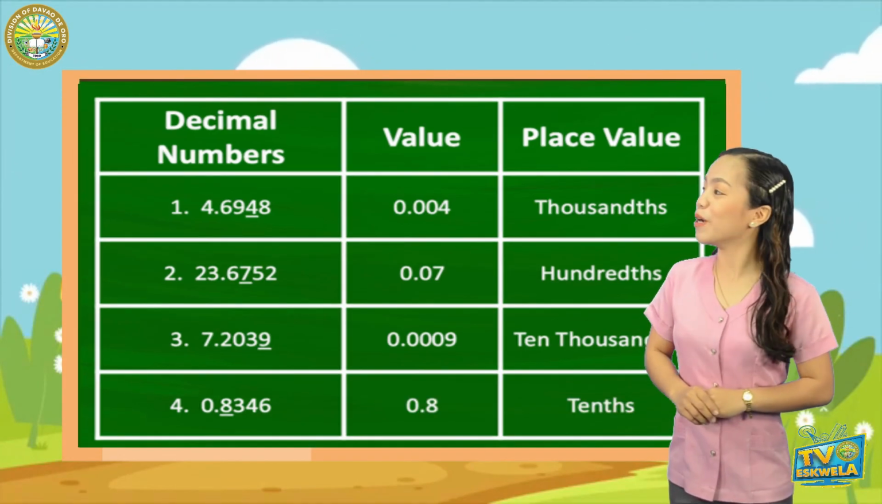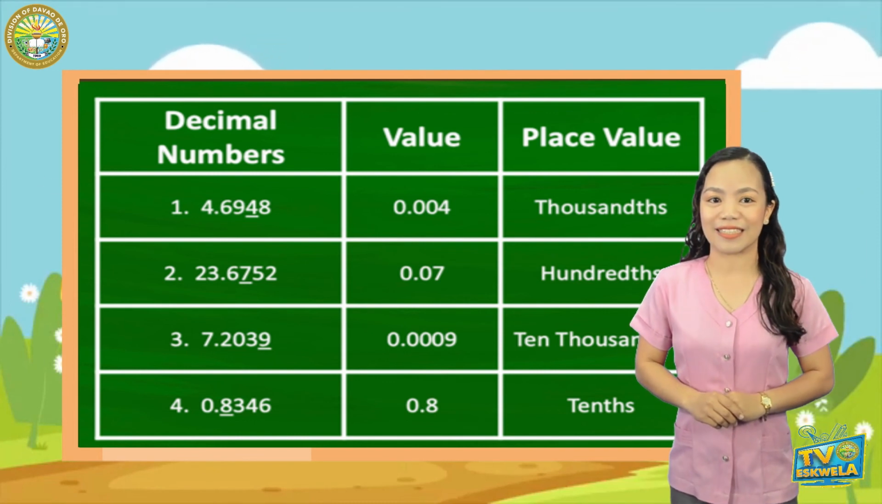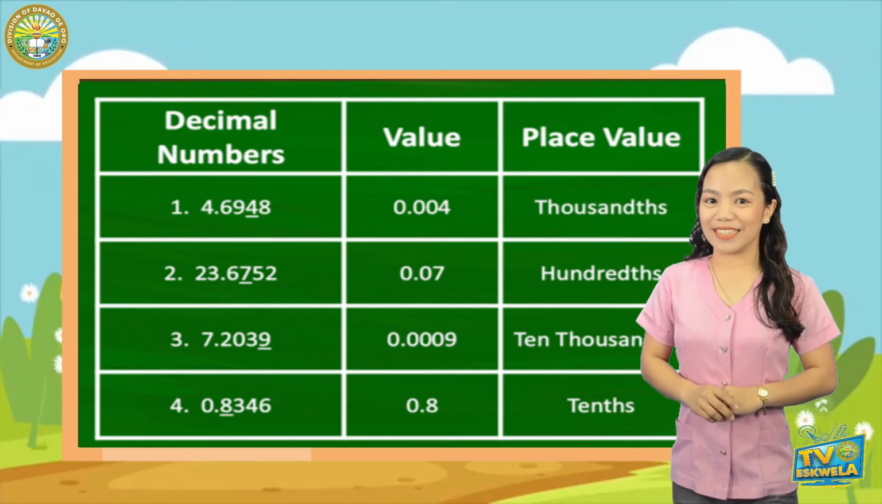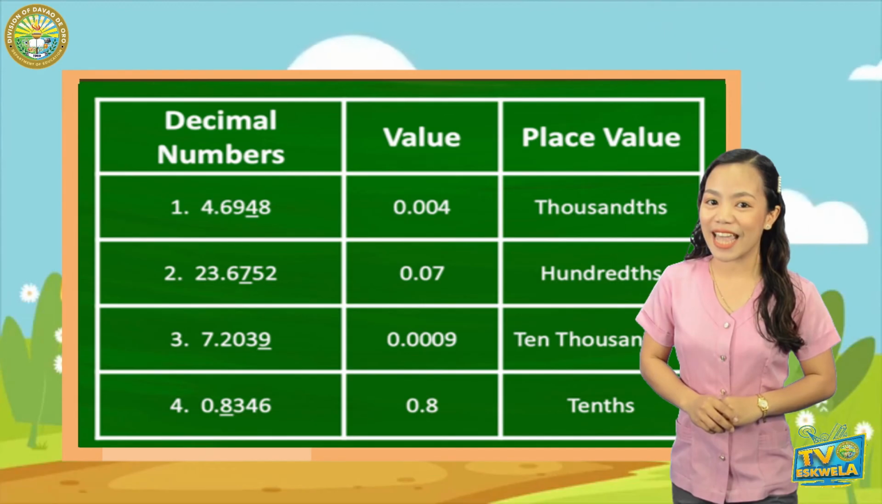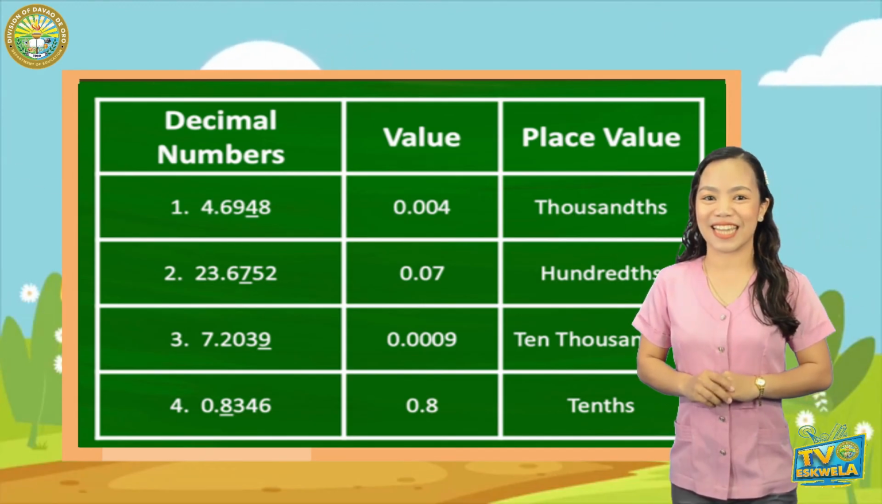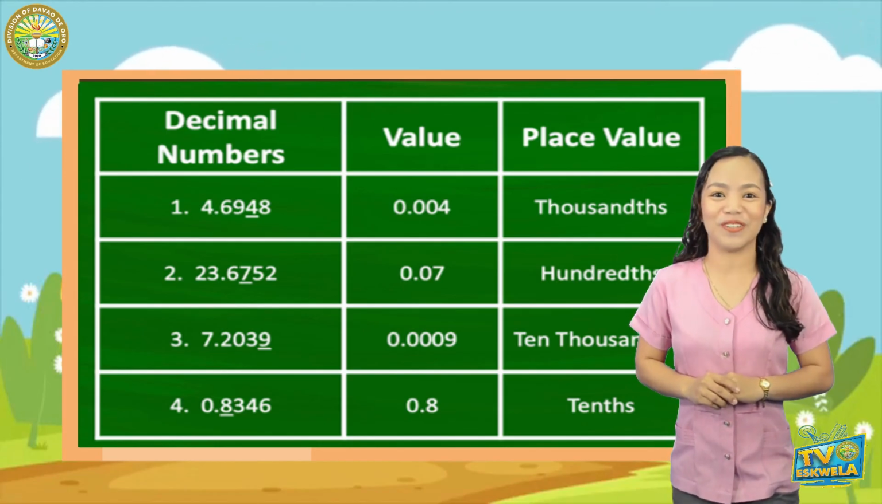Finally, number 4, the underlined digit is 8. Its value is 0.8 because its place value is in the tenths place. You are fantastic! That must have been pretty easy for you.